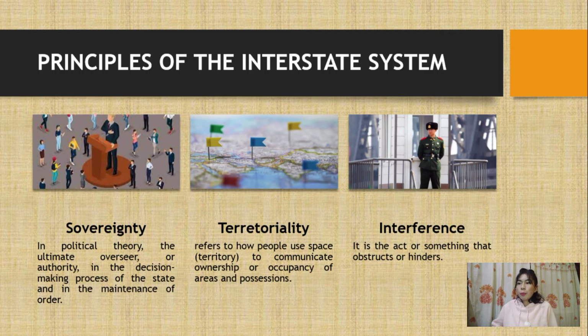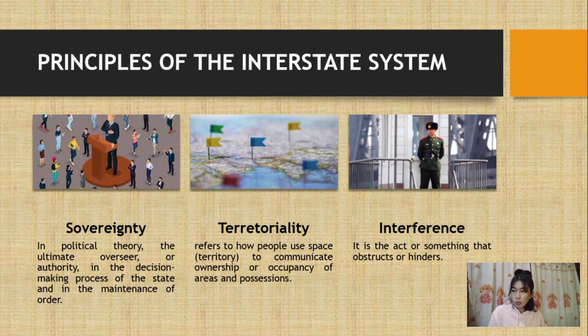So now we are in the principle of the interstate system. First, sovereignty. Sovereignty, in political theory, is the ultimate overseer or authority in the decision-making process of the state and maintaining the orders. Second is territoriality. Refers to how people use space or territory to communicate ownership or occupancy of areas or possessions. Third is interference. It is the act of something that obstructs or hinders.